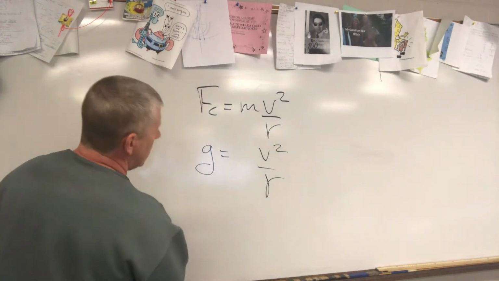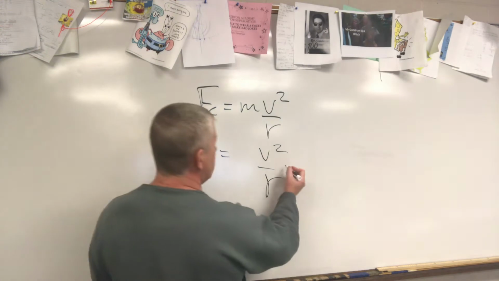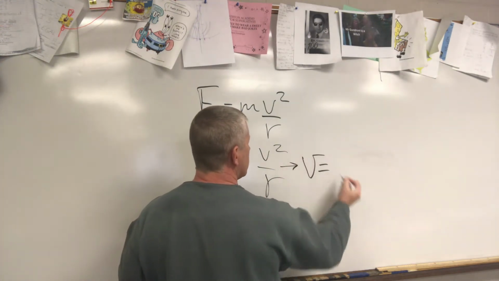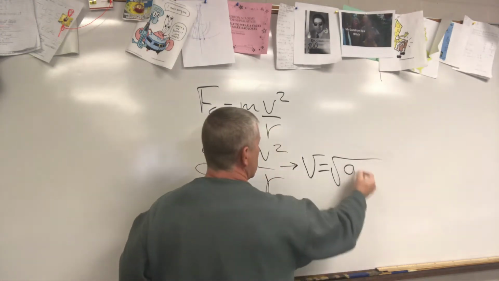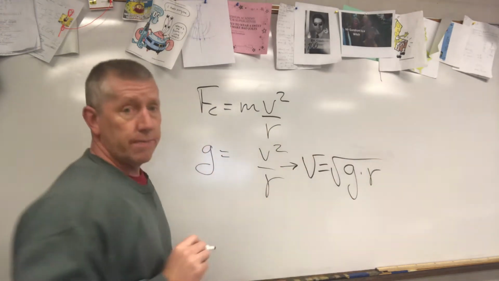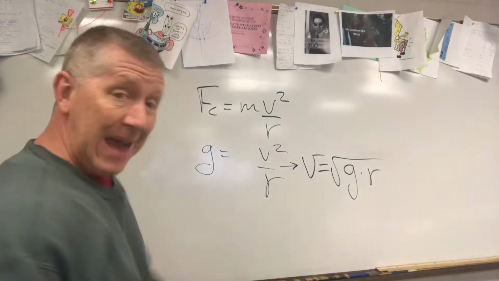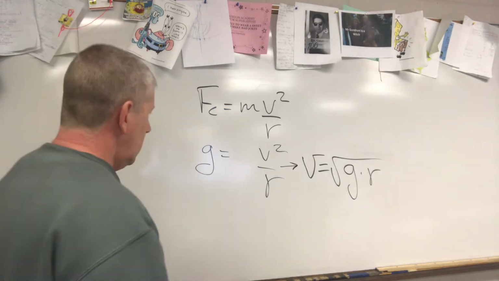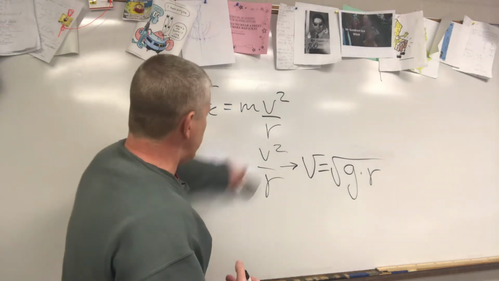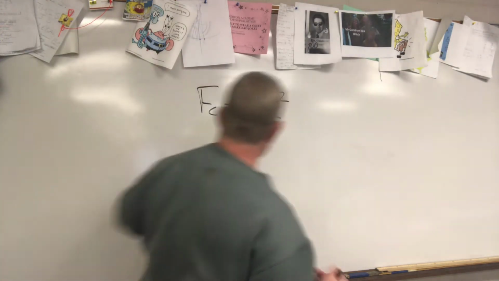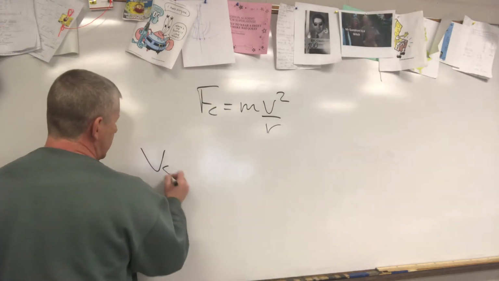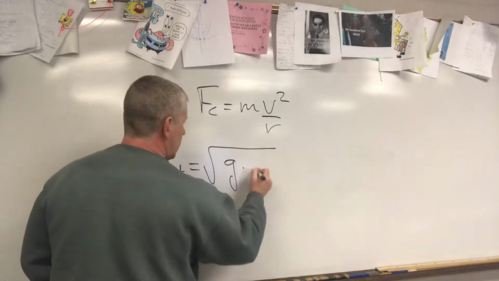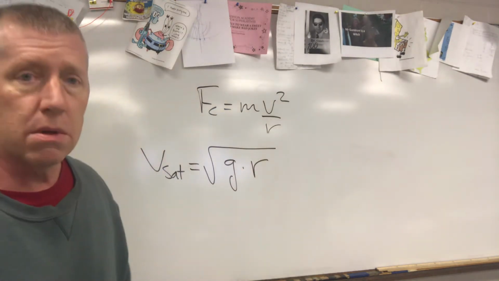So this now can be moved around. So let's move this and solve for v. So v is equal to the square root of g times r. That is my velocity of a satellite equation. It's very simple. It's not a hard equation. So the velocity of a satellite is equal to the square root of g times r. Easy.